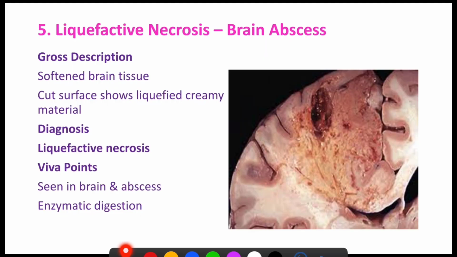Another type of necrosis is liquefactive necrosis. The most common organ involved by this necrosis is brain. So here this is the specimen, a brain slice. You can identify here the liquefied area and some of the area shows hemorrhage. So this is liquefactive necrosis, a specimen of brain abscess, and this is due to enzymatic digestion.